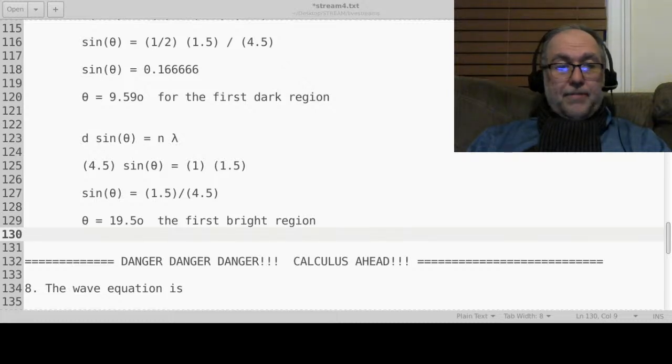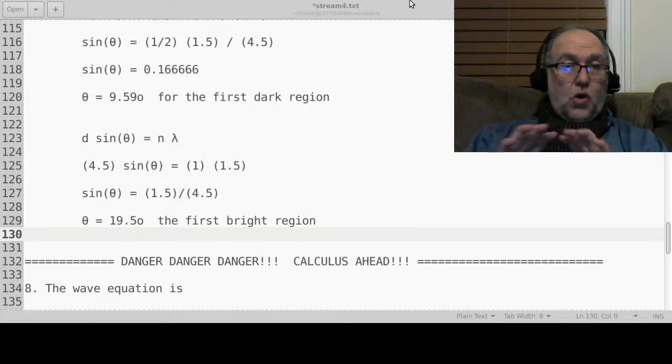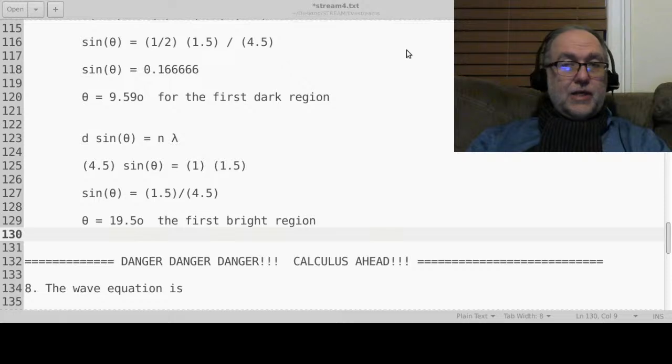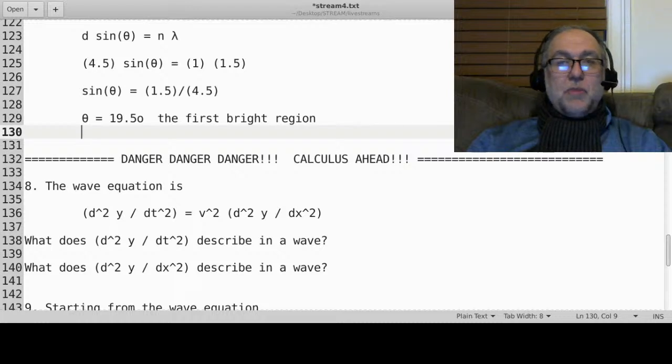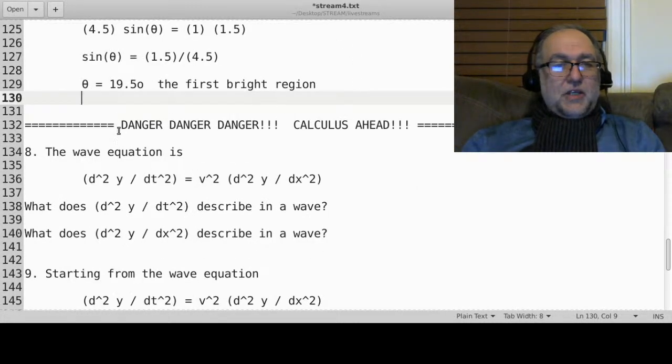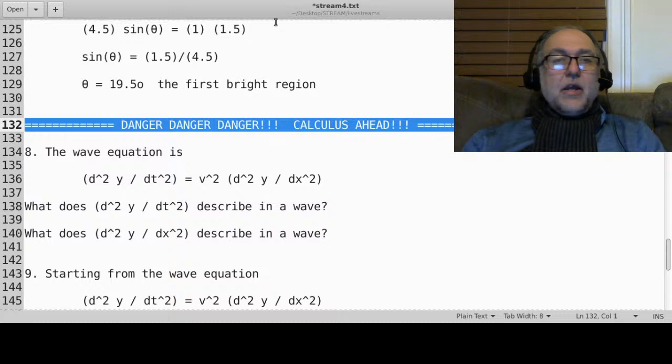The rest of this, there's two more questions. They're not that long, but they're only for the calc students. Everything preceding was for both classes. The next one is just for the calc-based physics. Let's make sure there are no more questions. No, I just see some of the older questions. Okay, let's start. So danger, calculus ahead.